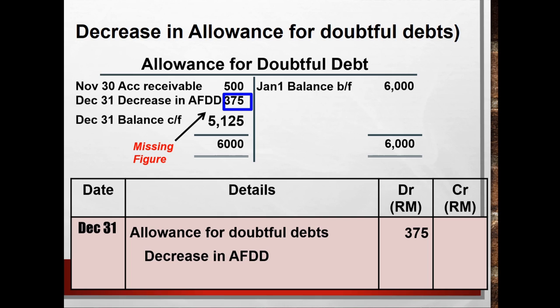So when we record it in the adjusted journal entry, debit allowance for doubtful debts and credit decrease in allowance for doubtful debt. Why decrease in allowance for doubtful debt? Because this is revenue, or other revenue, or other income. So this is the example. We show that the balance of allowance for doubtful debt decreased compared from last year with this year.